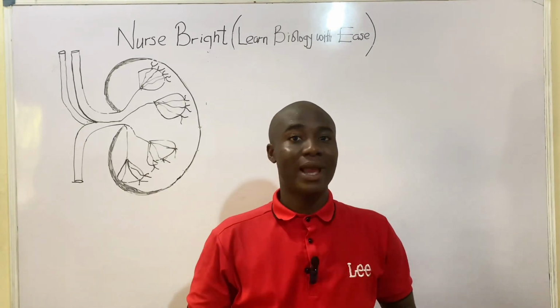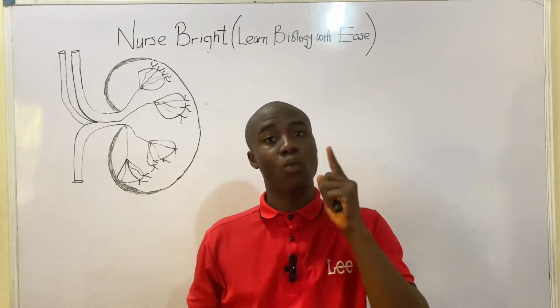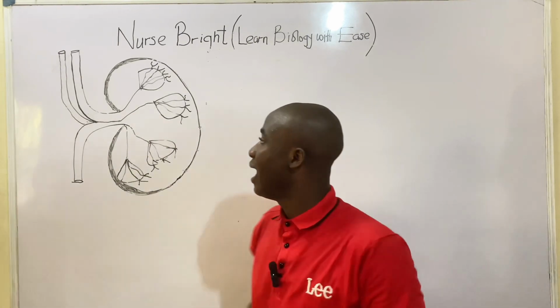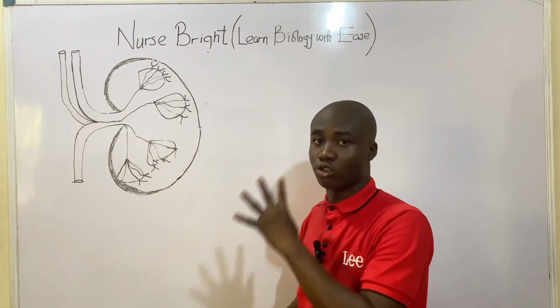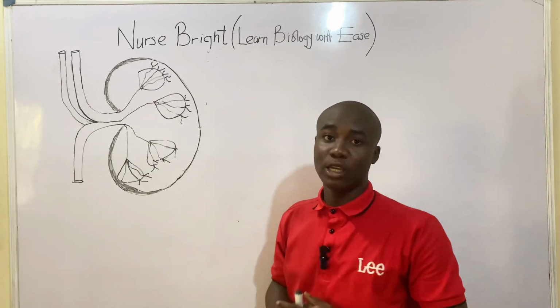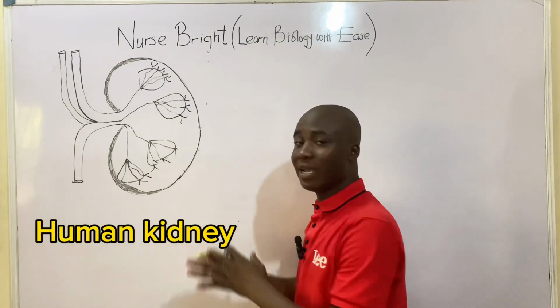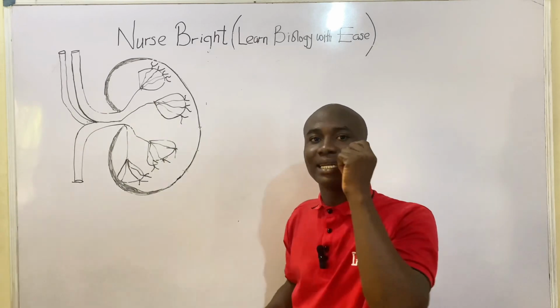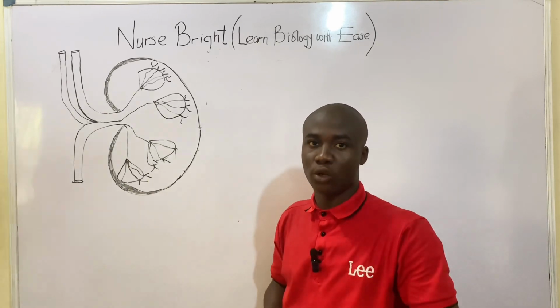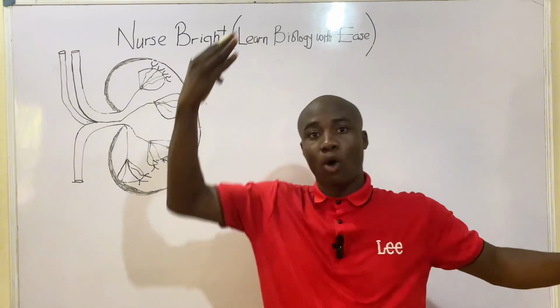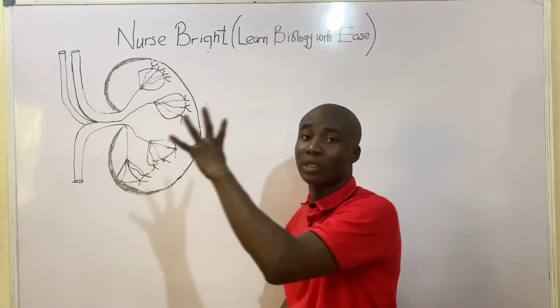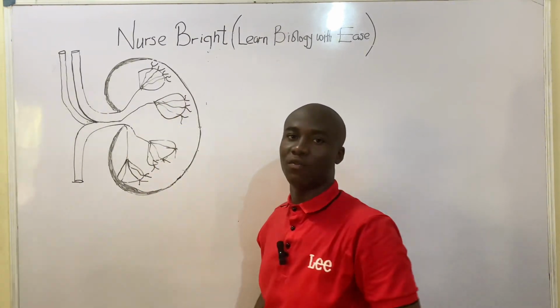Are you preparing to write the JAMB examination? Then watch this video till the end. I believe you can see this structure drawn here, and this is the human kidney. Specifically, this is the internal or the cross section of the kidney. Let's say we take the kidney and cut it into two. So this is the cross section, this is the inside of the kidney.